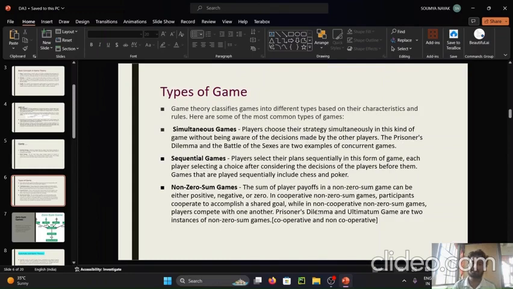What do you mean by sequential games? Here the players select their plans sequentially, each player selecting a choice after considering the decisions of the players before them. These can be like a chess game or a poker game, which we have discussed before. The person is choosing in a sequential manner after knowing what the opponent has selected.